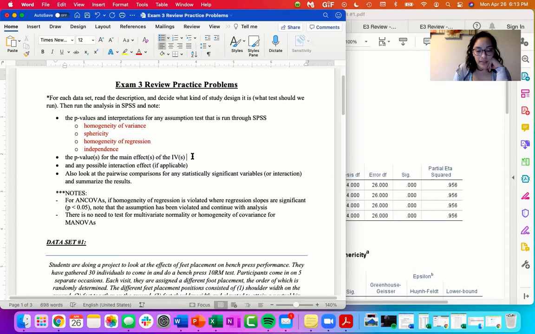P-values for main effects. Think about what the purpose is of the test that you're running. The purpose of an ANCOVA is to see if there are significant differences between groups when you're controlling for a covariate that's been measured, right? And so the main effect is going to express some type of interpretation of a p-value that is contributing to that purpose, okay?